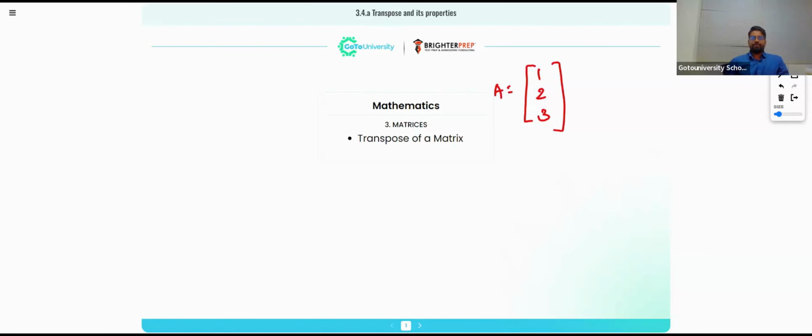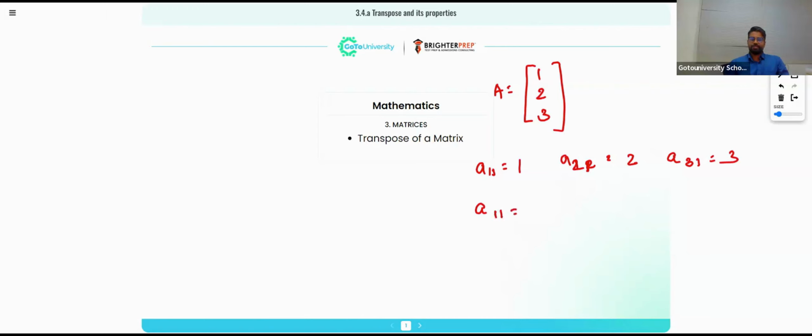So what is A11 here? 1. A12, A21. Sorry, we don't have a second column, right? A21 is 2. The third row, first column, what we have is 3. Now, if I interchange them in such a way that the i and j must be interchanged, but the value will be the same.